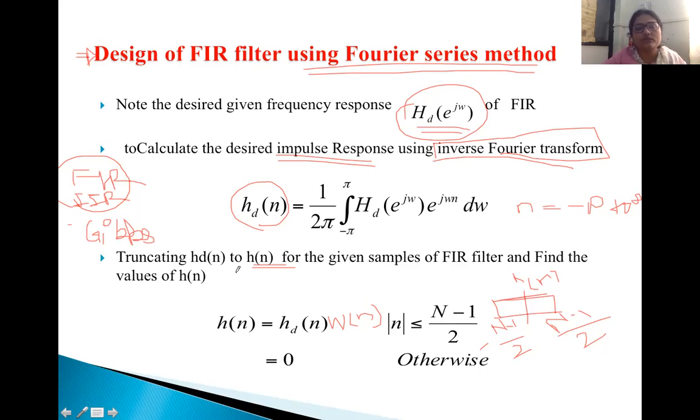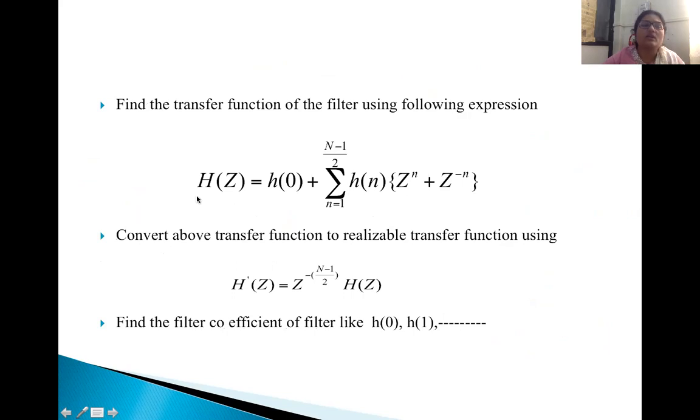So we have to find h of n. How do we get h of n? By truncating HD of n. How do we do this truncating? By multiplying HD of n with the window function. These are the steps that one needs to follow for the design of an FIR filter. Then once we get h of n, we have to find the transfer function. This is the equation to find the transfer function.